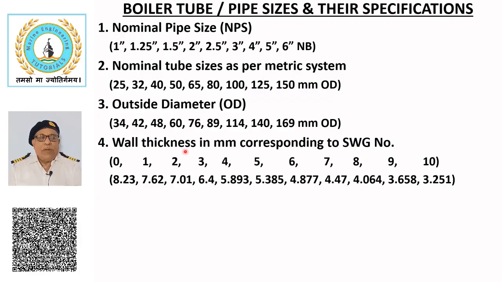Wall thickness in millimeter corresponding to standard wire gauge number. The wall thickness of boiler tubes is an essential parameter for ensuring strength and durability. Wall thickness can vary widely, which can be specified by standard wire gauge as per the British system or by schedule number as per the US system. Some standard wall thicknesses for boiler tubes as per the British system, corresponding to standard wire gauge 0 to 10, are specified here.